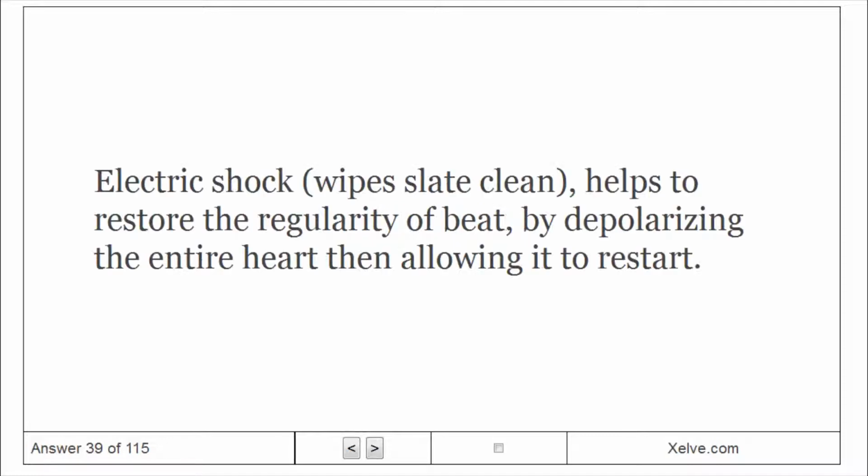Defibrillation. Electric shock wipes the slate clean, helps to restore the regularity of beat by depolarizing the entire heart, then allowing it to restart.